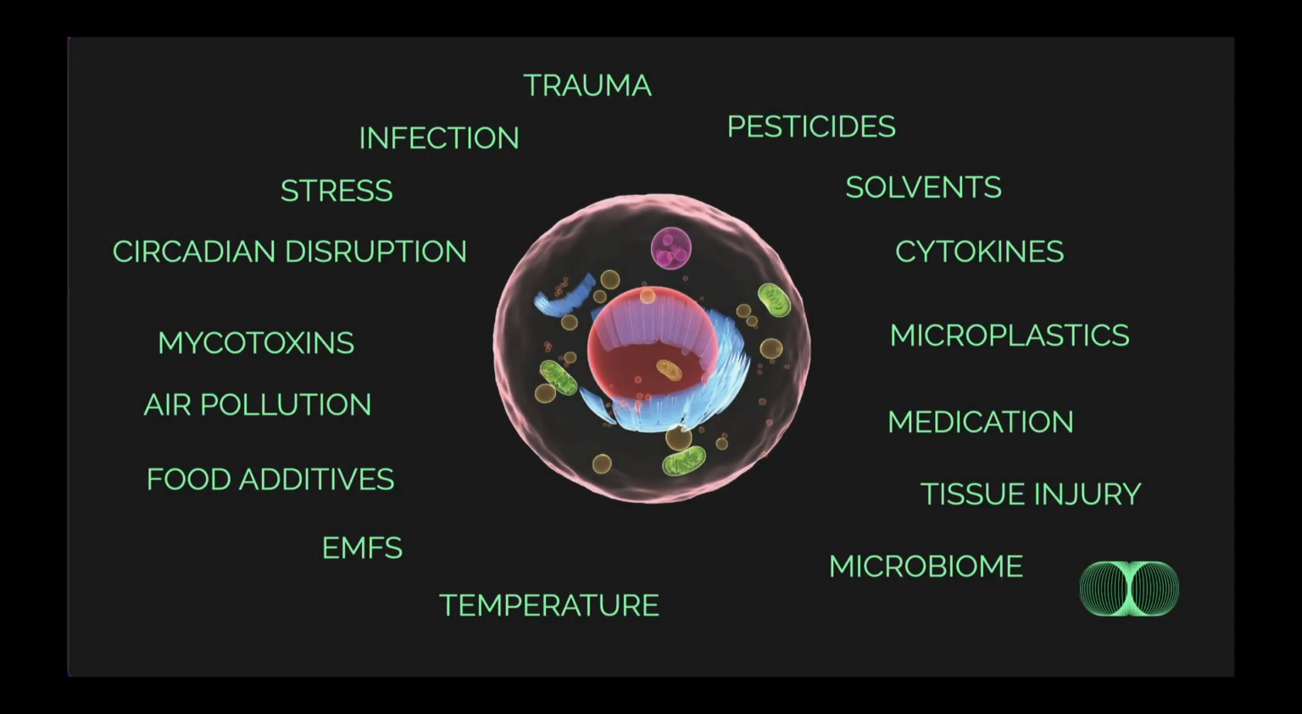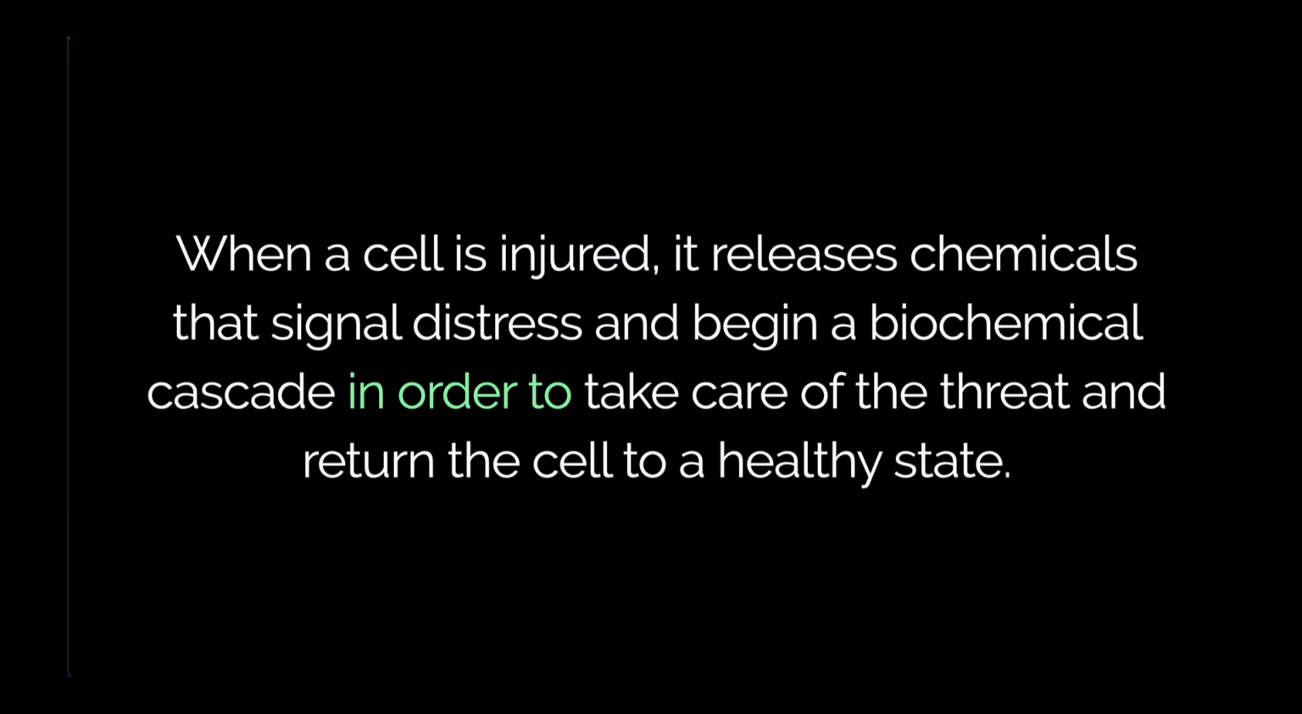The triggers of the cell danger response are very diverse. Our cells evolved 3.5 billion years ago, and so they have a limited way of responding to stressors. So whether it's mycotoxins or trauma, infection, stress, pesticides, or medications, the cells will respond quite similarly. When a cell is injured, it releases chemicals that signal distress and begin a biochemical cascade in order to take care of the threat and return the cell to a healthy state.